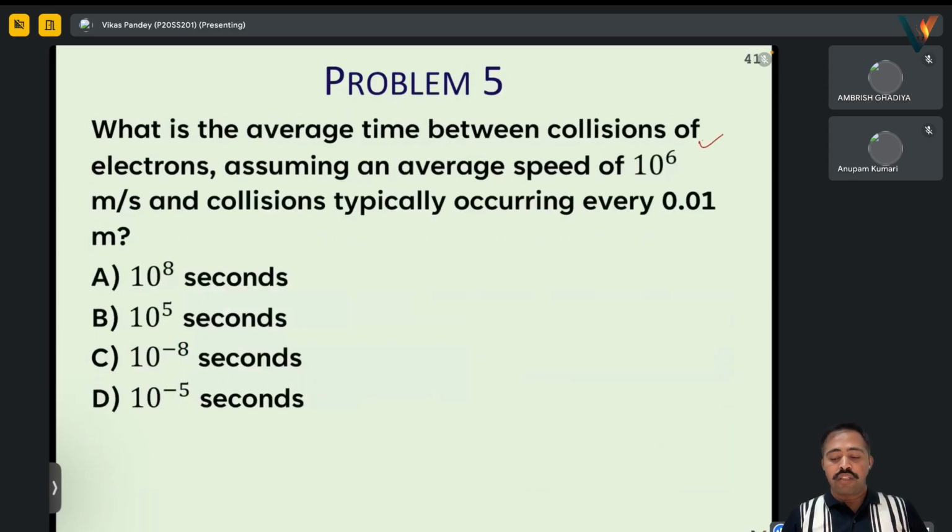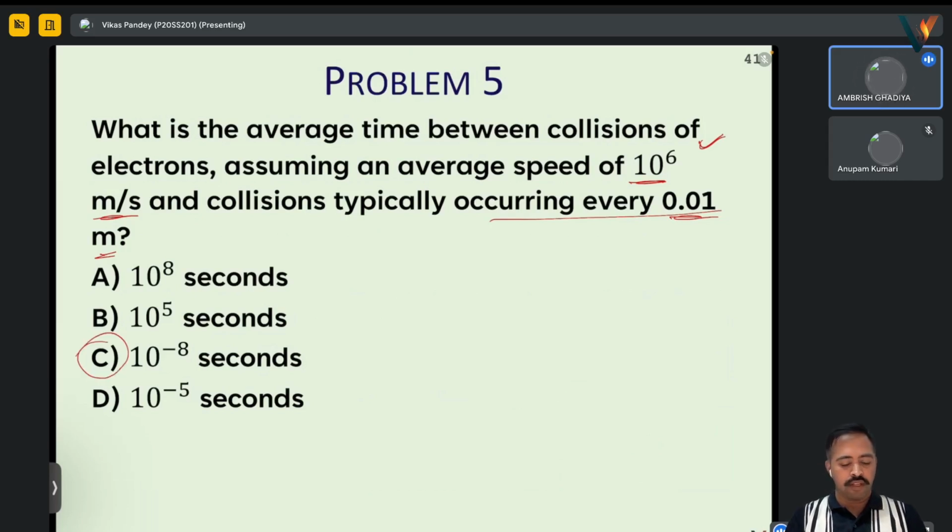So what is the average time between collisions of electrons, assuming an average speed of 10 to the power 6 meters per second, and collisions typically occurring every 0.01 meters? So what is the average time between collisions of electrons? Any calculations? C is the correct answer.